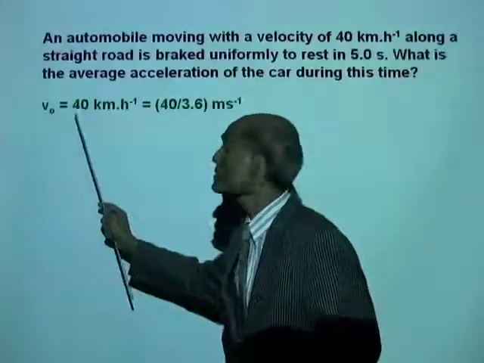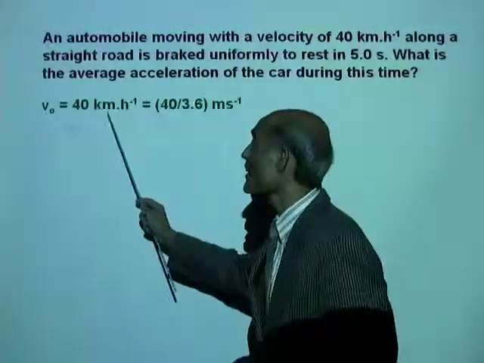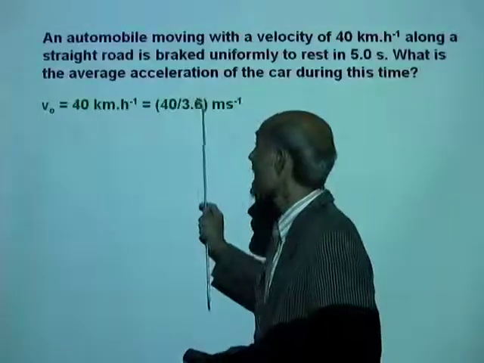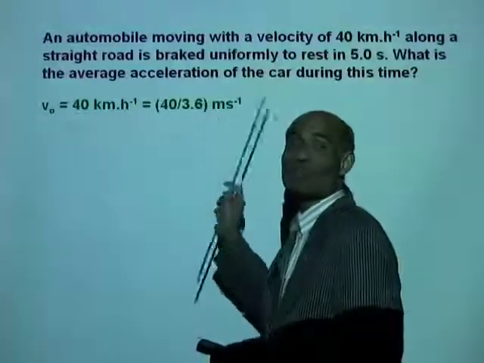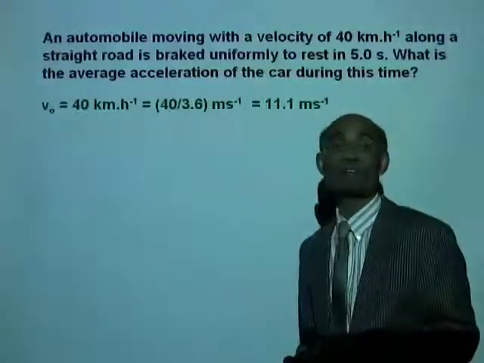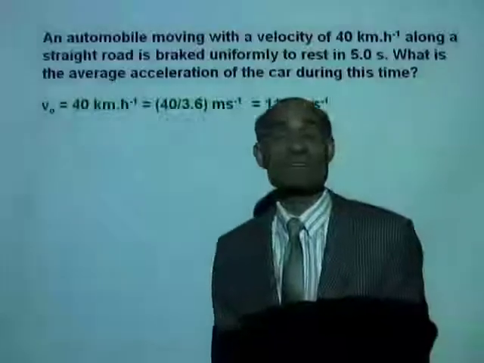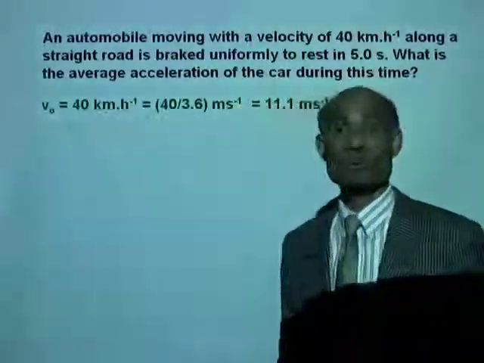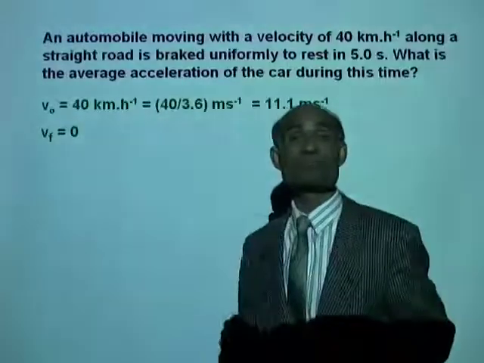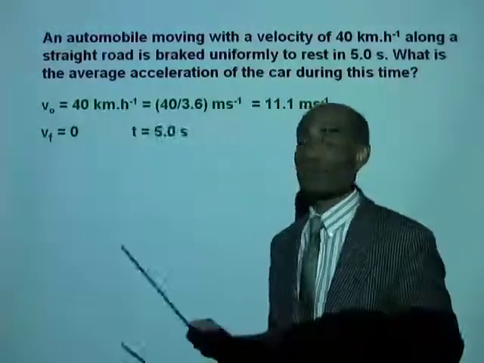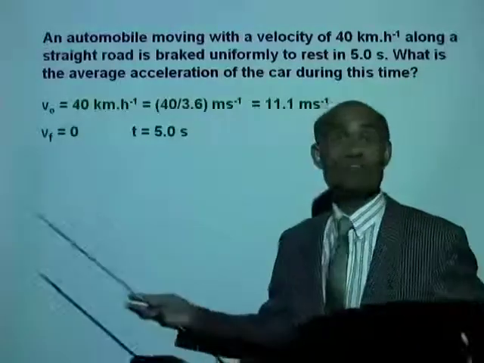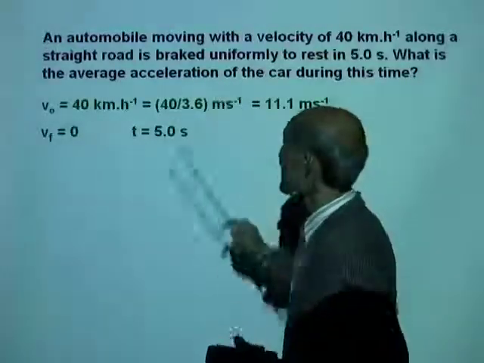V0, initial velocity, is 40 km/h. And that will be 40 divided by 3.6 meter per second. That is 11.1 meter per second. That is the initial velocity. What is Vf? Vf equal to 0. Alright, the time is 5 seconds. But all we need to do is to find the acceleration.